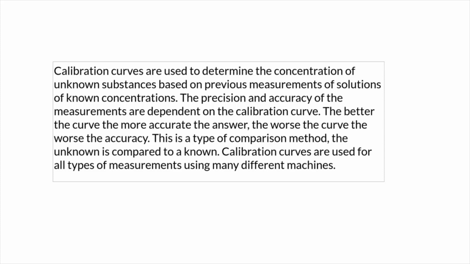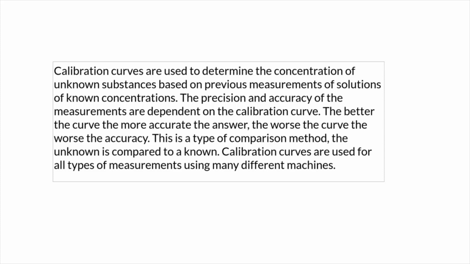The precision and accuracy of the measurements are dependent on the calibration curve. So if you have a really good curve, you're going to have really good measurements. A bad curve, bad measurements. The better the curve, the more accurate the answer, or vice versa. And this is a comparison method where we're comparing a known against an unknown against known values. And they're used in all different types of measurements, all different types of machines.